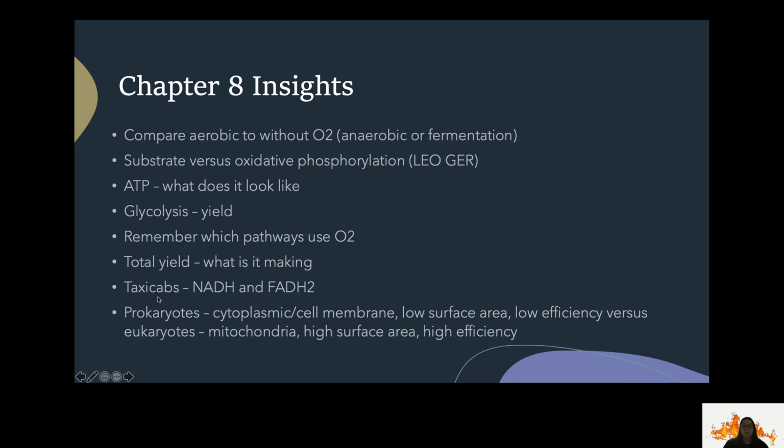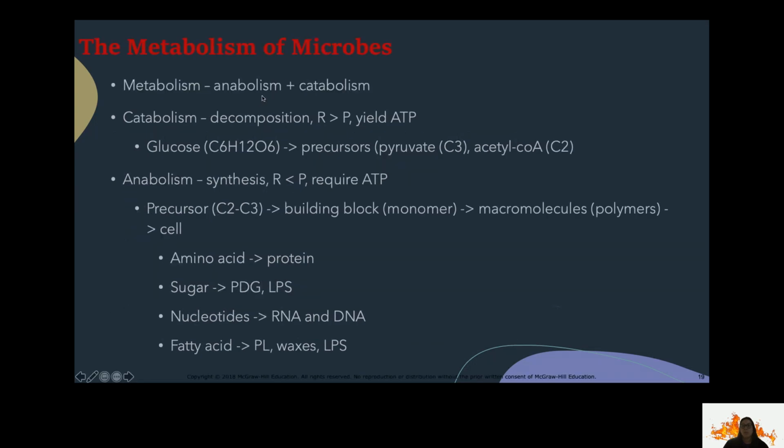Along the way, we collected some taxicabs, NADH and FADH2, and we compared how prokaryotes have just a single cytoplasmic membrane with a low surface area versus eukaryotes that have mitochondria with a high surface area, and how that affected efficiency. Going through this, the metabolism of microbes is defined as the combination of anabolism plus catabolism. And previously we learned about anabolic reactions and catabolic reactions. And so you've also had a chance to learn about synthesis or decomposition reactions.